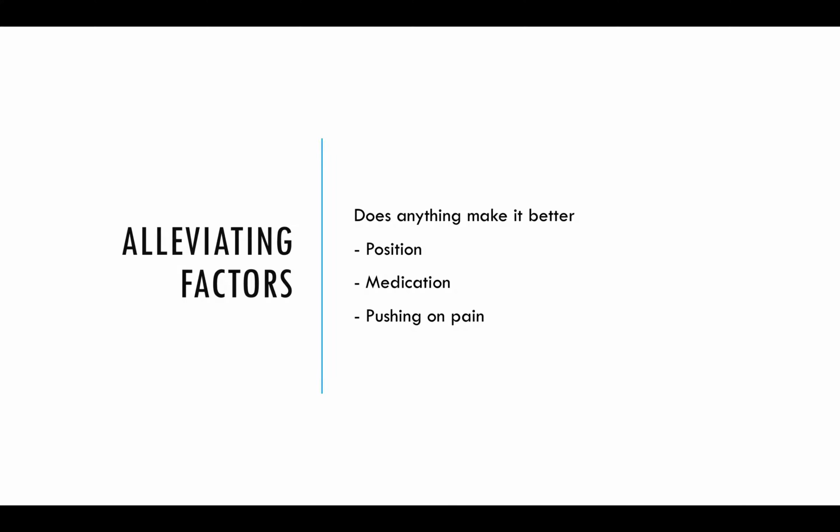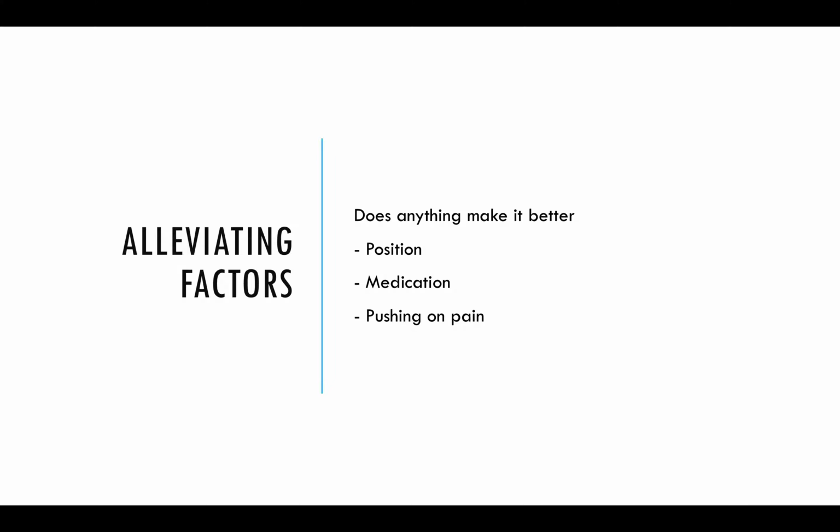So alleviating factors. Position is really important, because with some abdominal pain, being curled up in a ball will make it a lot better. Sometimes pushing on the area makes patients feel better, and they will actually have their hand pushing on the area. Some patients, for example renal colic, often just can't sit still. They'll be pacing, moving around, not comfortable in any position. And obviously, if they've taken any medication, what have they tried? Has it worked?